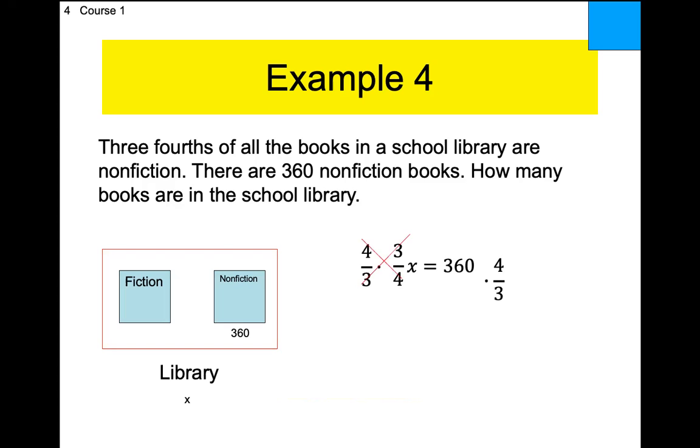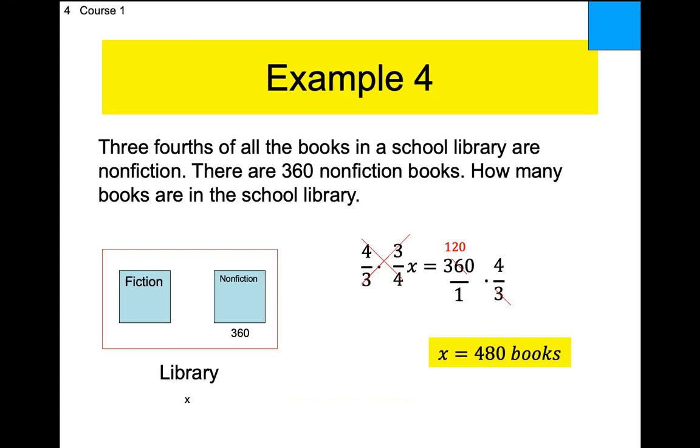Left side, everything cancels, and on the right side, can anything cross reduce? 360 and 3. Okay, 3 goes into 3 one time. 3 goes into 360 120 times. He is correct. Last step: multiply. 12 times 4 is 48, and so 120 times 4 would be 480, and you're done. How many books are in the library?